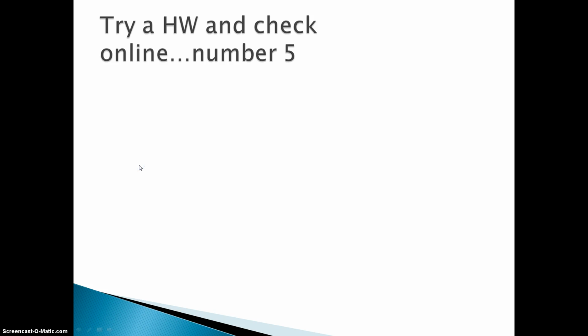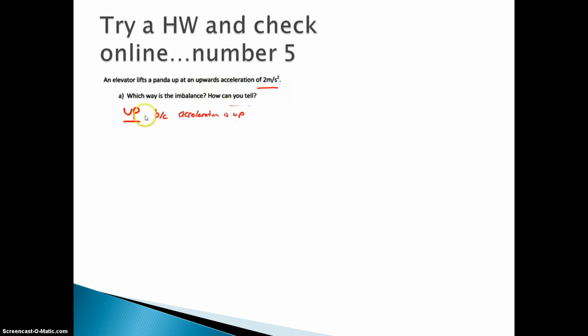Now, I want you to please look at the homework that I posted online and gave to you in class and try number 5. We'll go through it and make sure you're okay. Can you please pause, try it out as best you can, and then please press play when you're ready? Welcome back. Elevator lifts a panda up at an acceleration of 2 meters per second squared. Which way is the imbalance? How can you tell? Well, imbalance relates to acceleration. So the imbalance is up because it's accelerating up.